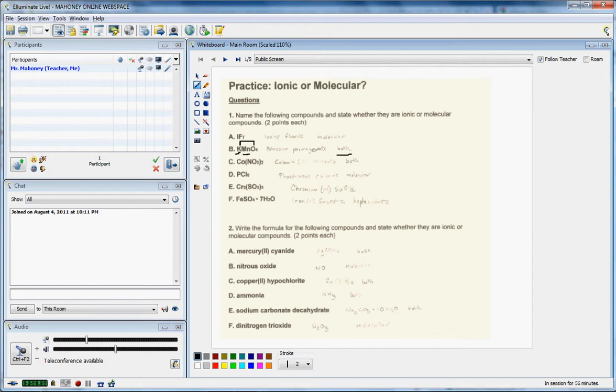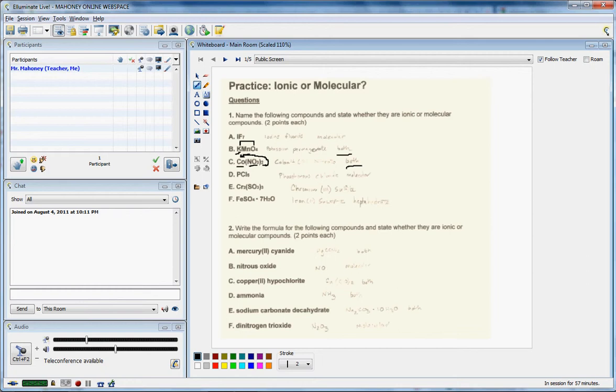Here we've got cobalt 2, because that 2, remember, that charge comes right back up to cobalt. And we've got nitrate, and remember this is nitrate. These are all molecularly bound. These are all molecular in the NO3, but in terms of the cobalt and the nitrate, those are actually ionic. So again, this is going to be both. So again, polyatomic ion.